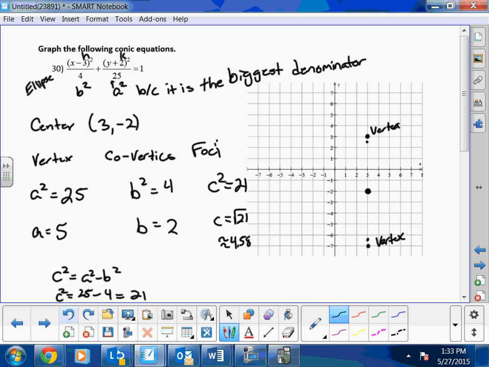And then after that, we're going to go ahead and draw the co-vertices. Co-vertices are going to go parallel to the x-axis. There. And then from here, we can go ahead and draw a nice looking ellipse. There we go. Lovely. We got an ellipse drawn.